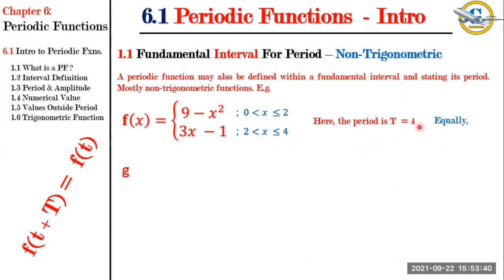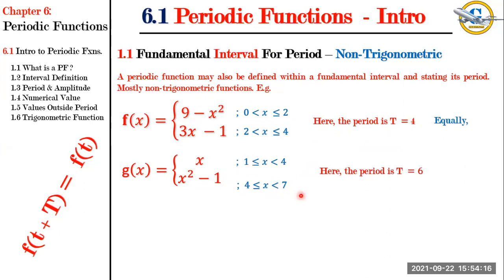Equally, if you have a function of the form g of x equal to x for x ranging from 1 to 4, and g of x equal to x squared minus 1 from x equals 4 to x equals 7, then the lowest value is 1 in the first interval, and the highest value in the other interval is 7. Therefore, the period of this function will be 6. Why is it 6? Because it's 7 minus 1. So that gives us 6.